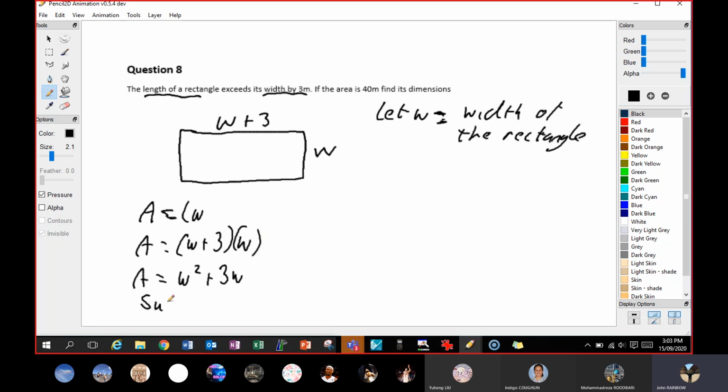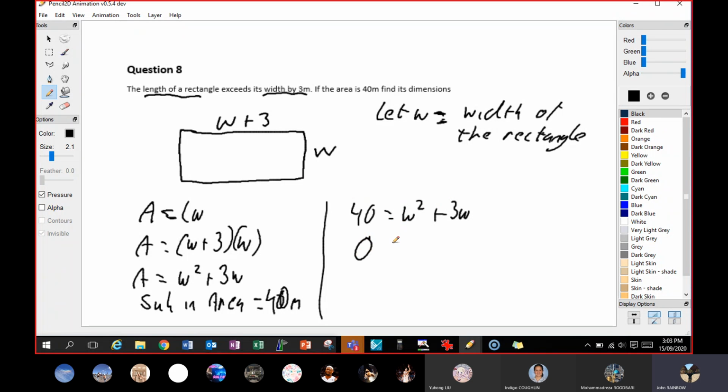I'm going to sub in the area. I could have done that at the start, it doesn't matter. I could have let the area equal 40. I just do it step by step for you guys because I'm trying to scaffold your understanding. So 40 equals W squared plus 3W. We know this is the area, that times that, and that has to equal 40. So now we want to find out what W is.